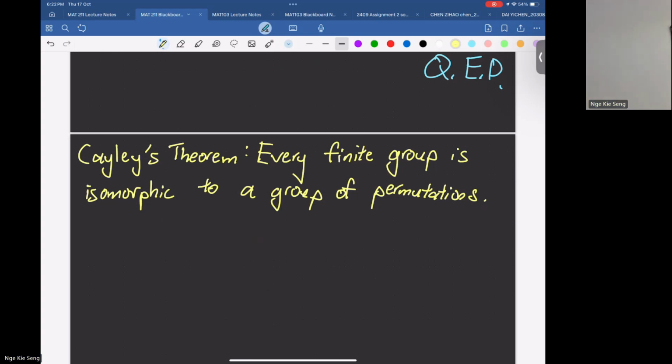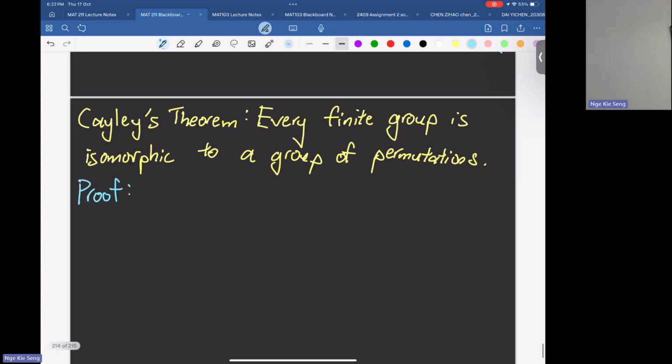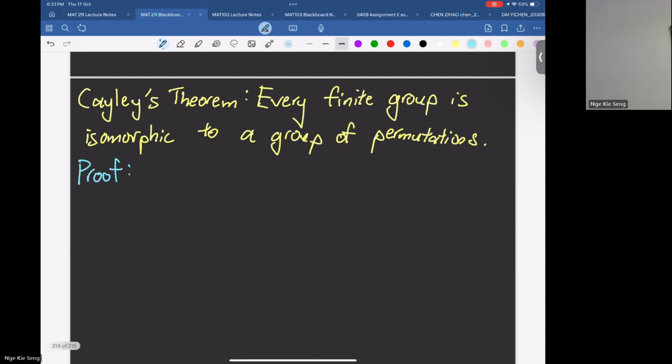Meaning inside this group there are permutations. It could be a subgroup of Sn, for different n. It could be Sn, or a subgroup of Sn. Please follow, this is a bit involved. So let's start first. If you want to show isomorphism between these two groups, what do you need to do?